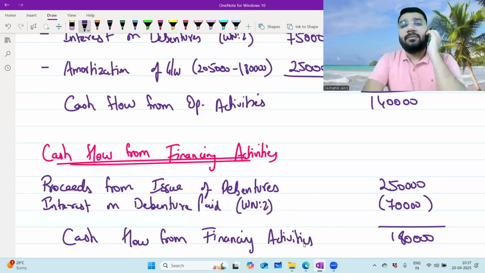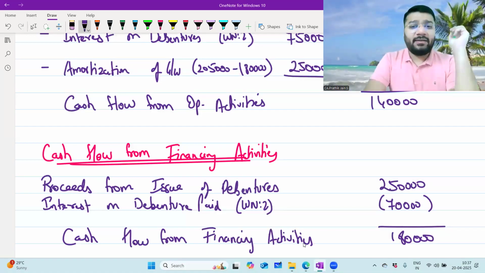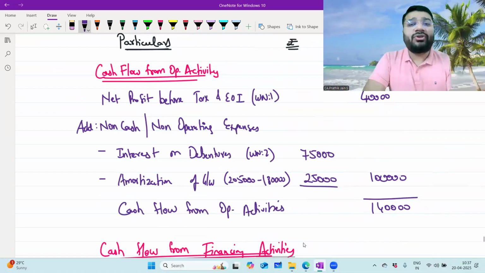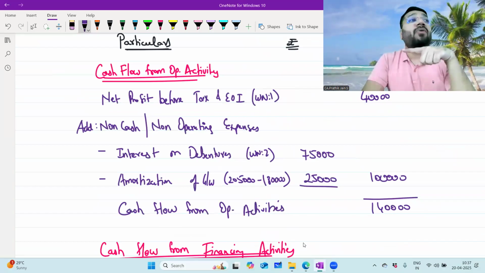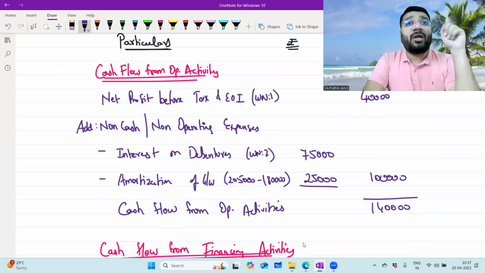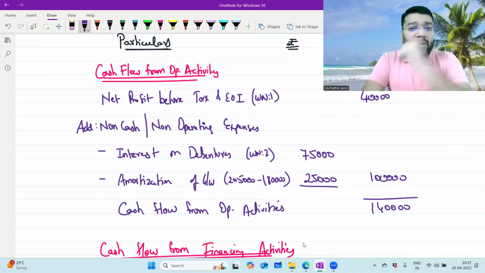Are you guys feeling comfortable? Any difficulty? Yes, sir. No, sir. Good chance that you might feel difficulty because I've set the base very strong. Before I jumped into ICAI questions, I gave you all the basic questions required to build a strong foundation and concept.